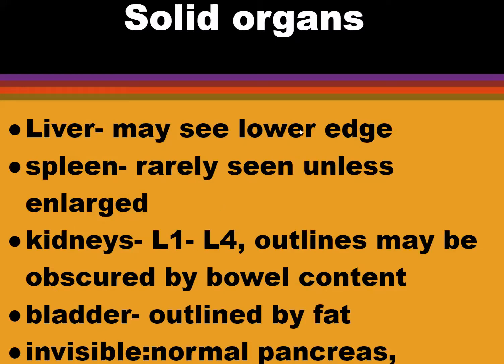You can sometimes see the lower edge of the liver. You hardly ever see the spleen unless it's really enlarged. Again, I've shown you the kidneys. The bladder you can sometimes see because it's outlined by fat, but you can't see the pancreas, you can't see the adrenal glands, and you can't see ovaries or uterus, unless the uterus is calcified, such as in fibroids.